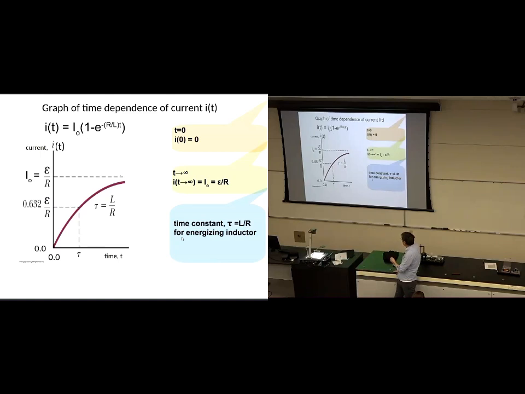This is the moment on this graph that we switch on the circuit, over here on the left. Over on the far right would be the moment that the inductor is fully energized. So I'm plotting time horizontally and the current in the circuit vertically.